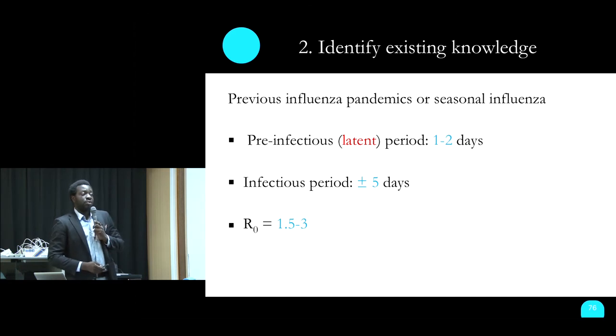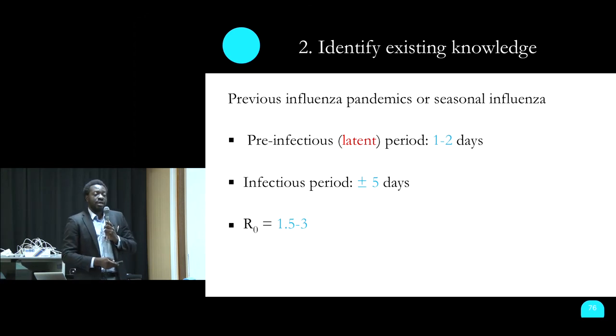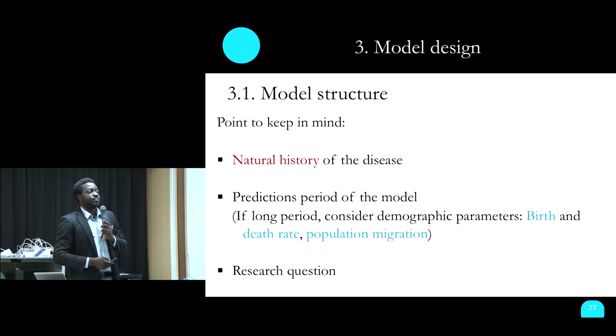So for example, in case of previous influenza cases, the latent period is about 1 to 2 days, and the infectious period is about 5 days, and R0 is about 1.5 to 3, meaning that the infection can go on and on if no one is protected. So the third step is the model design.